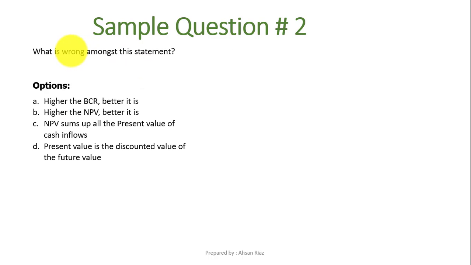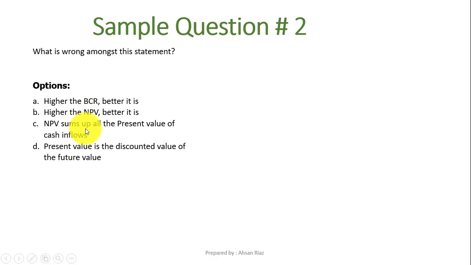What is wrong amongst the below statements? So we need to see each option, and we need to find out which one is wrong. First is, the higher the BCR, benefit to cost ratio, the better it is. This is true, because the higher the benefit to cost ratio, the better it is. Higher the net present value, the better it is. This is also true. A high net present value is better.